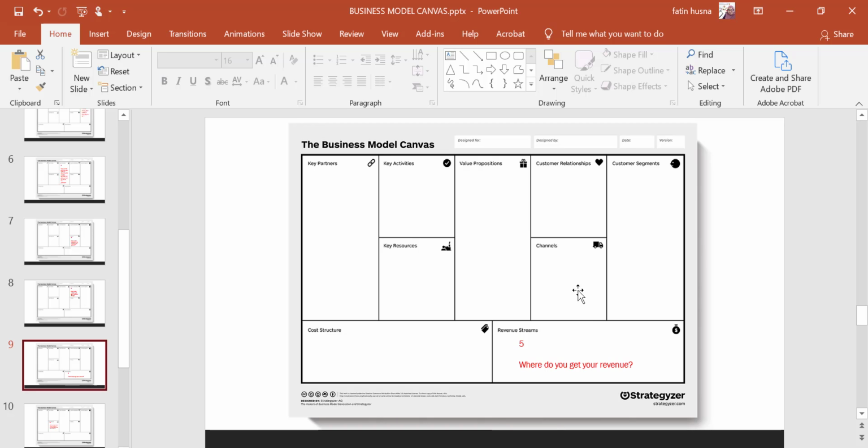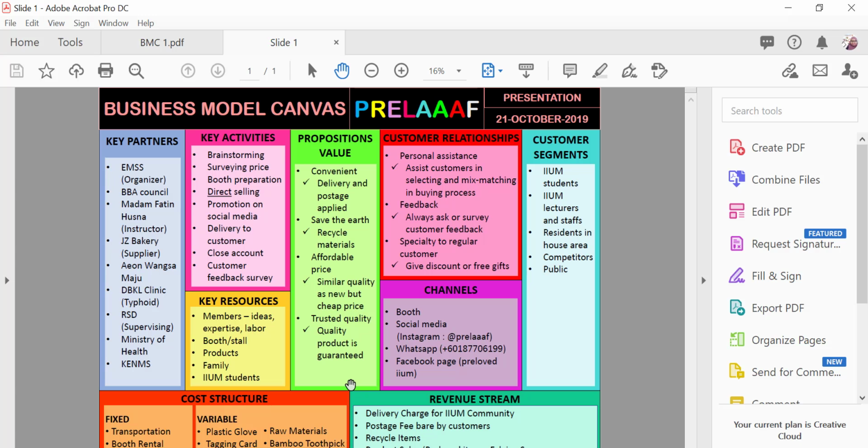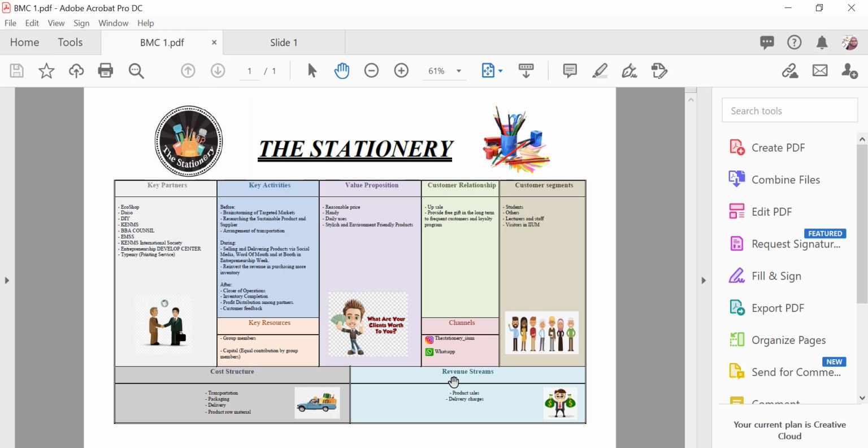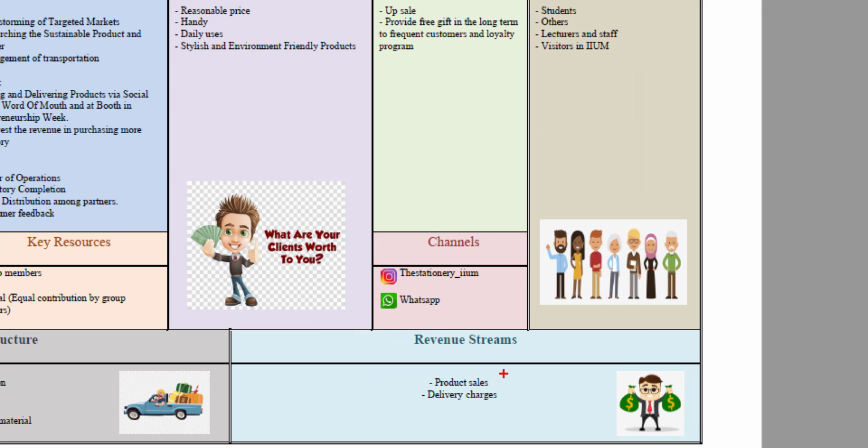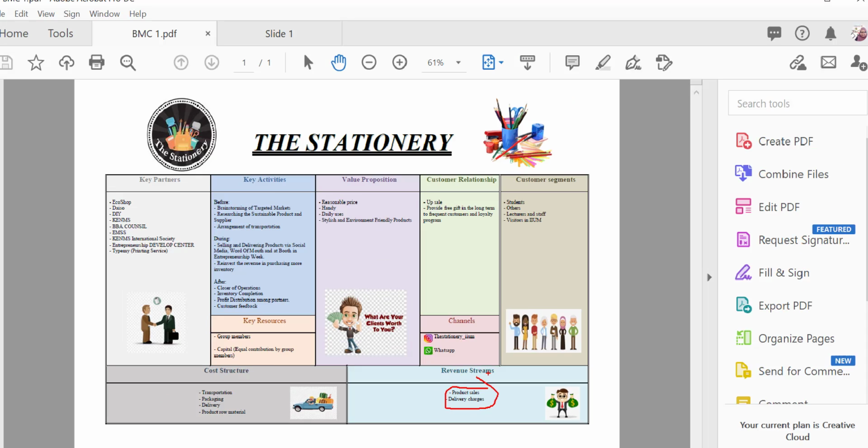Of course, when it comes to product and service sales, you must put that in there. Okay, if you are doing something like a charity event, that one is NGO, a social enterprise, so that one is quite different. But if you are selling a product or service, the product or service sales must be in there. So in Pre-Love here they have recycled items product sales. Okay, so they put that in there. The other one is product sales and also delivery charge.